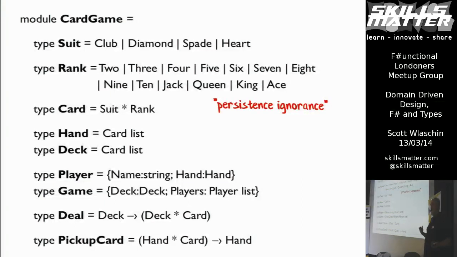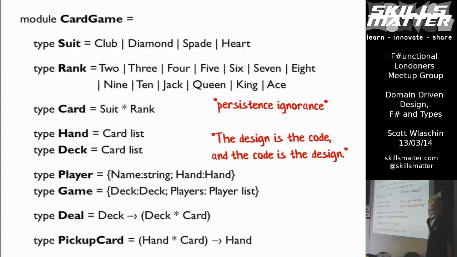Database-driven design tends to say, okay, we need a table to store the cards, and then we need a foreign key that points the card to a deck. But there are no foreign keys in here. There's nothing about databases, nothing about entity relationships and all that stuff. It's pure domain design.